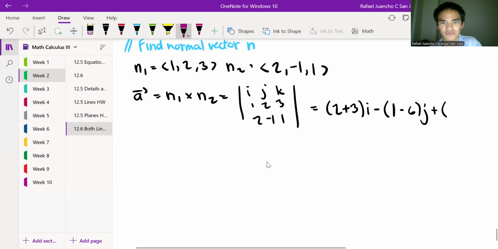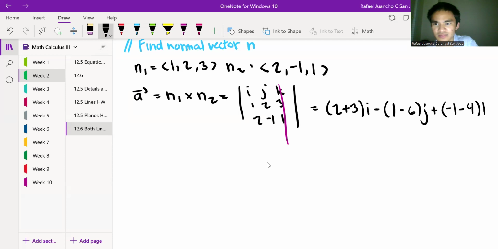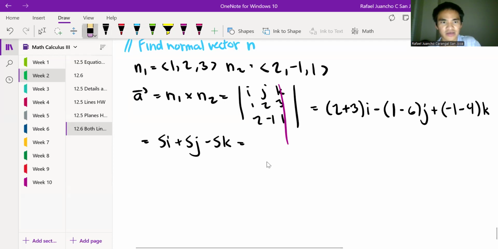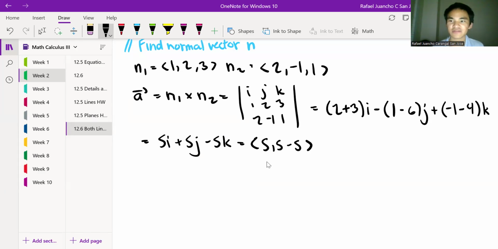So for K, -1 minus 4. Okay, there we go. Now we have 5i minus -5. So minus -5, so plus 5j minus 5k. And so we have this vector here: 5, 5, -5. Done. Now we have vector A. That's one vector. Now we need another one and then get their cross product.